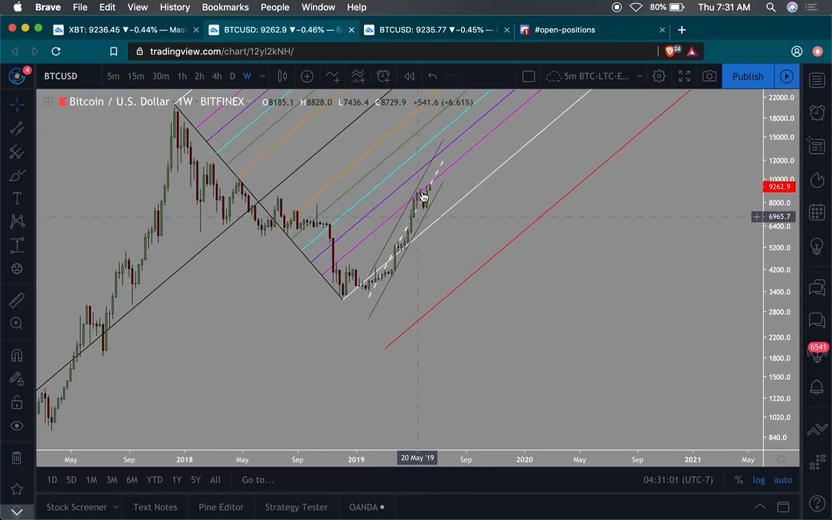Okay. It doesn't look that great, but it's definitely a big sort of parabolic movement that is encapsulated in this rising parallel channel. So as long as this parallel channel sort of holds, okay, and you can draw this on your own chart on the weekly, I would say we're still looking good.